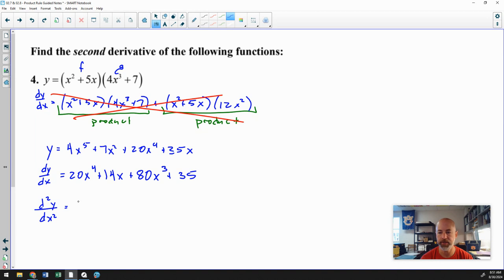And we differentiate again. So the derivative of 20x to the fourth is 80x cubed. 14x's derivative is 14. 3 times 80 is 240x squared. And 35 would zero out when you differentiate that. That is a constant. So always look for those algebra techniques.